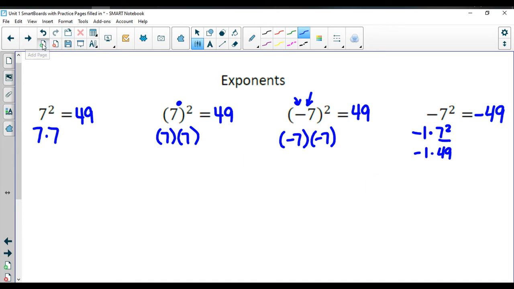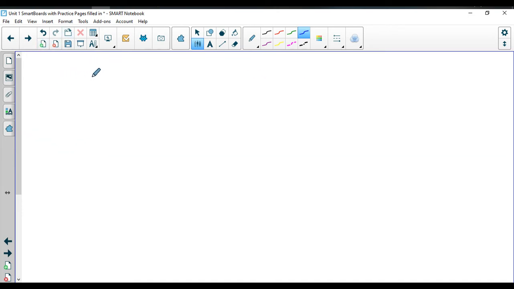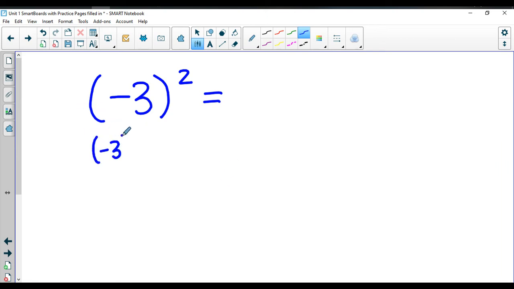So I'm going to give you 2 more examples here. First example, what would you get if we did negative 3, squared? What would be your answer? To do negative 3 squared, you're going to take what you have in parentheses and multiply it by itself. That will give you a positive 9.